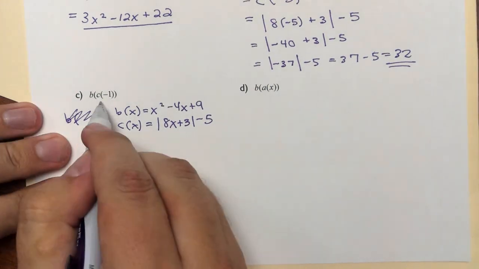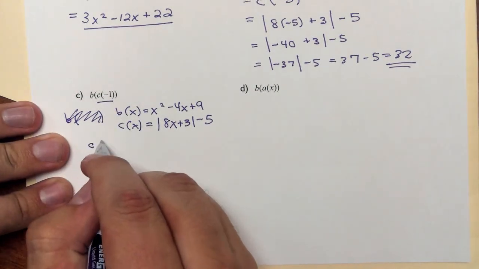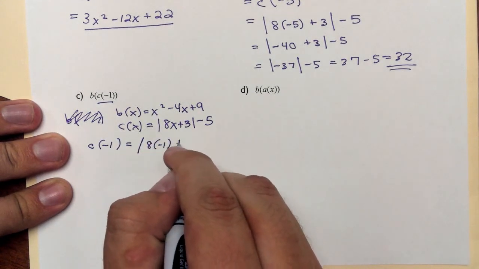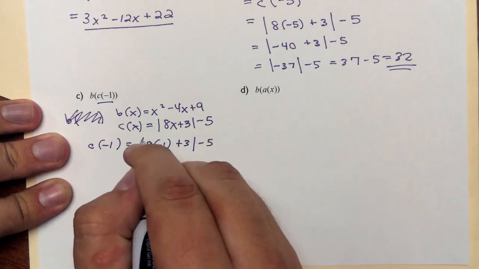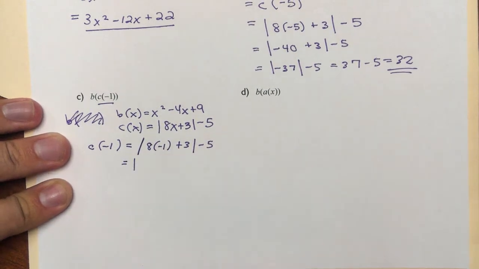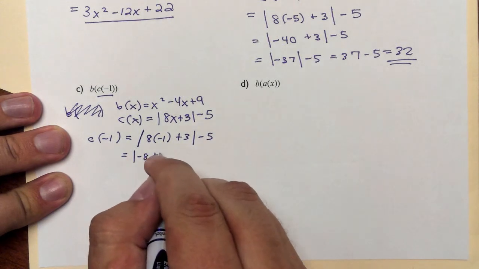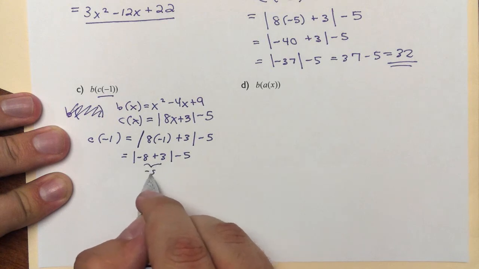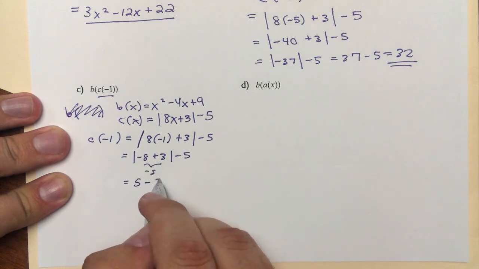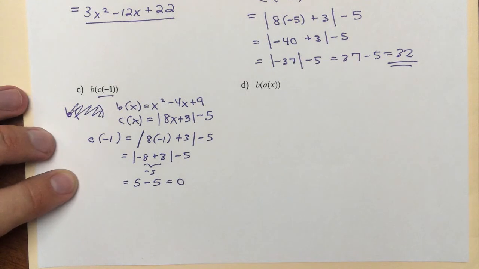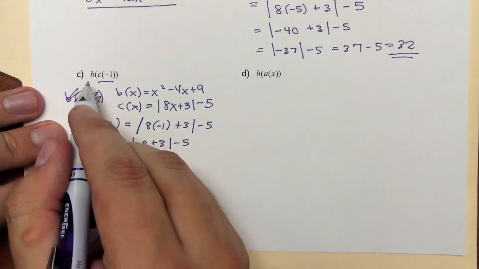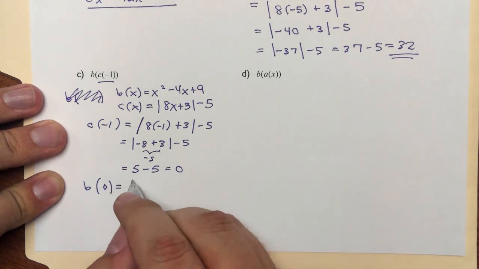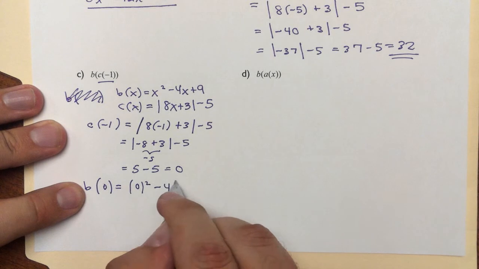What I want to figure out here first is what is c of negative 1? Well, c of negative 1 is 8 times negative 1 plus 3 minus 5, which is the absolute value of negative 8 plus 3, minus 5. This is negative 5, the absolute value of which will make it positive 5. So c of negative 1 is actually 0. So what I really set up here, b of c of negative 1, is really b of 0. And then I can substitute that in, evaluate.